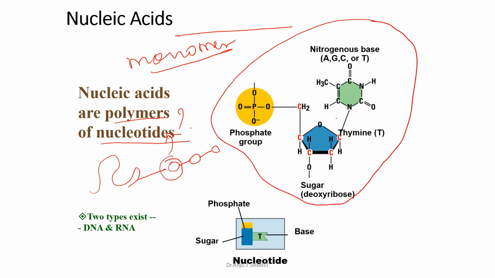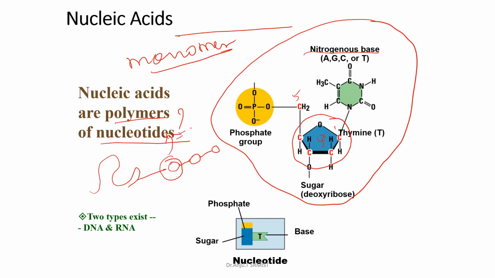It has a 5 carbon sugar. The first carbon is linked to a nitrogenous base, and the fifth carbon, 1, 2, 3, 4 and fifth carbon, is linked to a phosphate group. So all these three structures together make up a nucleotide.